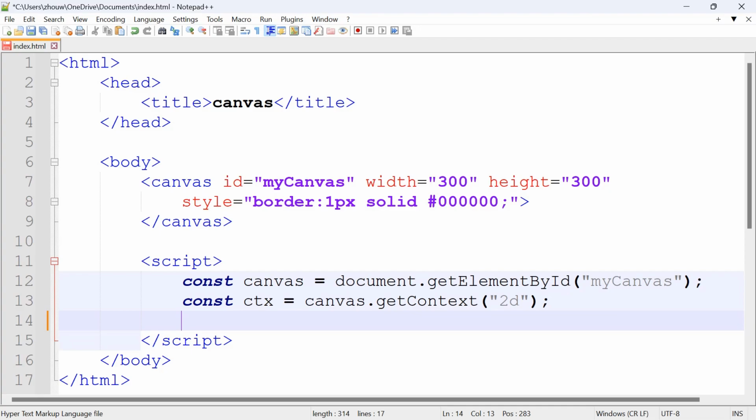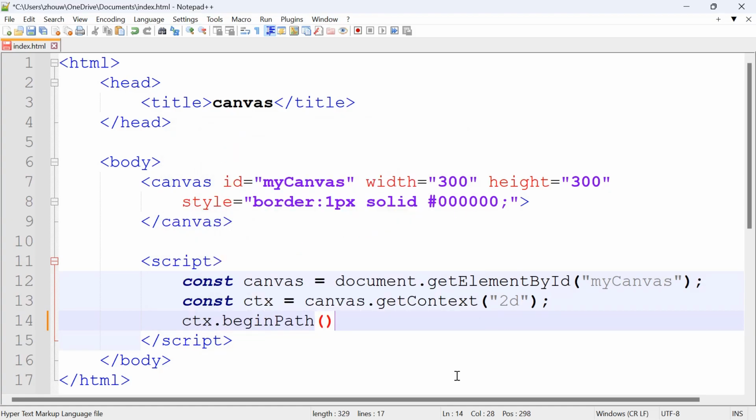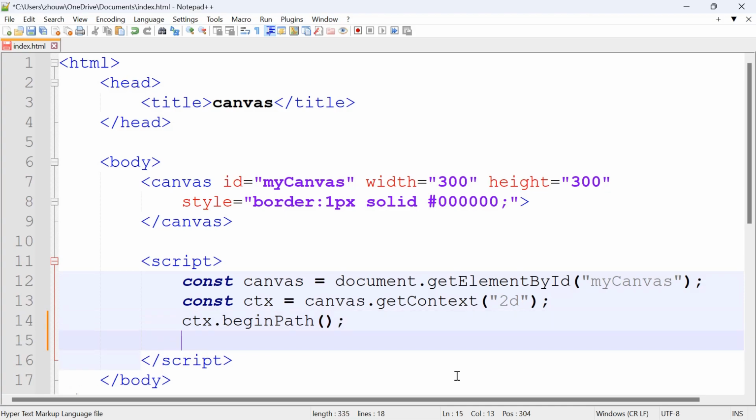In this video, we're going to use HTML Canvas to draw a circle. So the first step, similar to drawing a rectangle, we're going to have ctx.beginPath. So this creates a new path for the circle. And then we're going to have ctx.stroke to draw the circle.